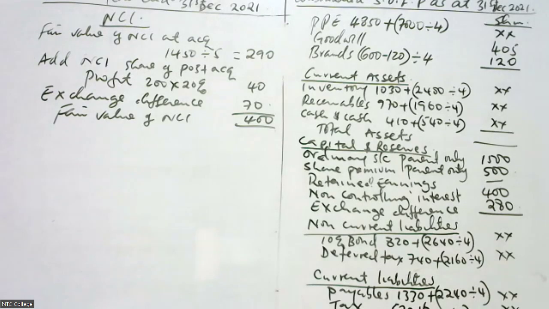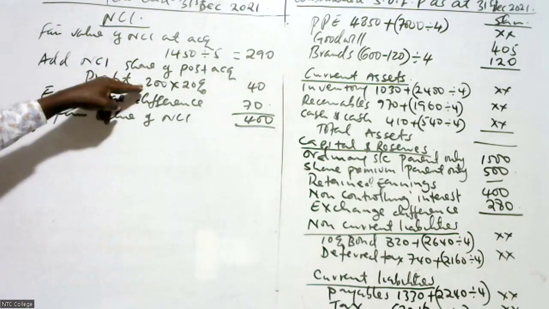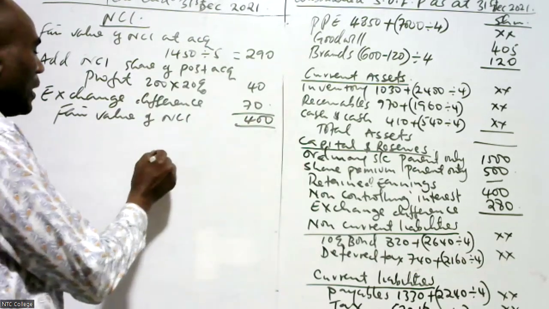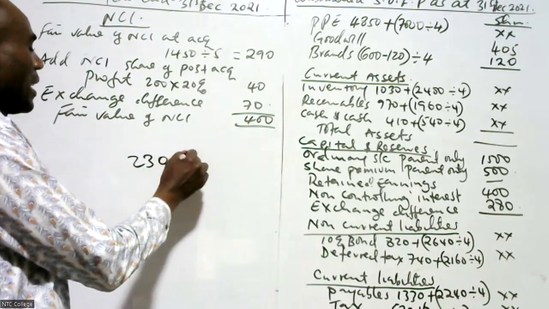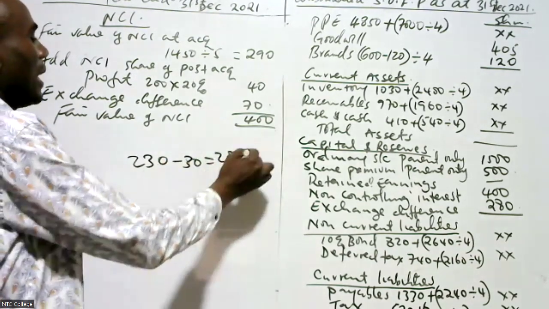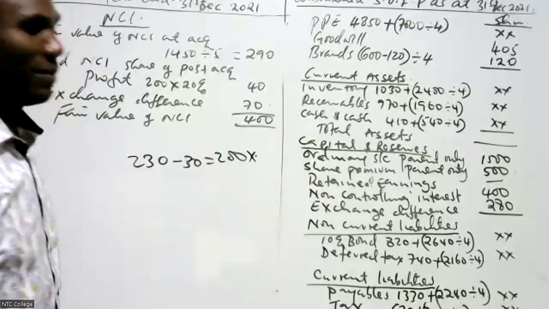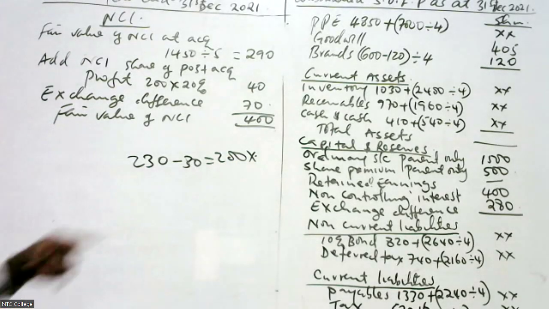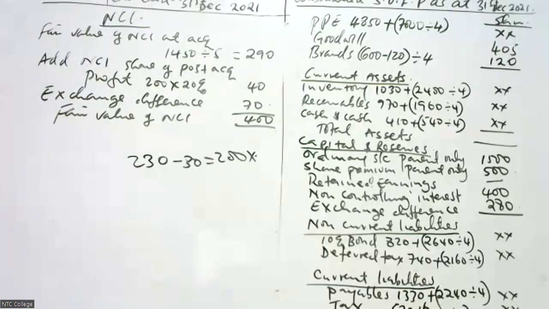That is our NCI. We usually take our NCI at acquisition. We add NCI share of post-acquisition profit, which you already calculated when looking for the profit attributable to NCI. This was 230. If you remember, 230 minus impairment of 30, we get 200. Then we take the NCI share. That is what we did.